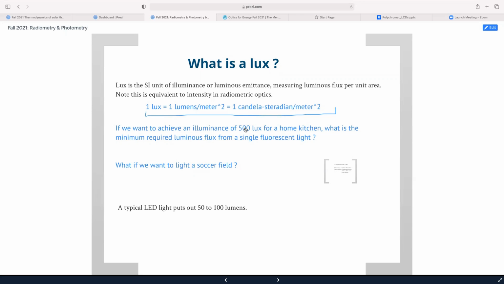So an example would be, okay, if we want to achieve an illuminance of 500 lux for a home kitchen, what is the minimum required luminous flux from a single fluorescent light? Again, lux, keep in mind, what does that mean? If I take a meter and measure it at a particular location, I will get one number. And if it's very uniform, I move over and take that same measurement, I'll get the same number. So it's uniform intensity, but it's per unit area.